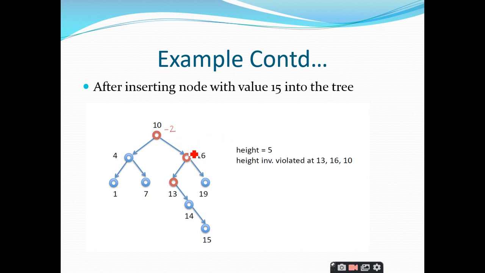-2, sir. -2. What is the balance factor of 16? 2, sir. What is the balance factor of 13? -2. -2. So in this example, the three nodes that are 10, 16 and 13 are violating the property of the AVL tree.